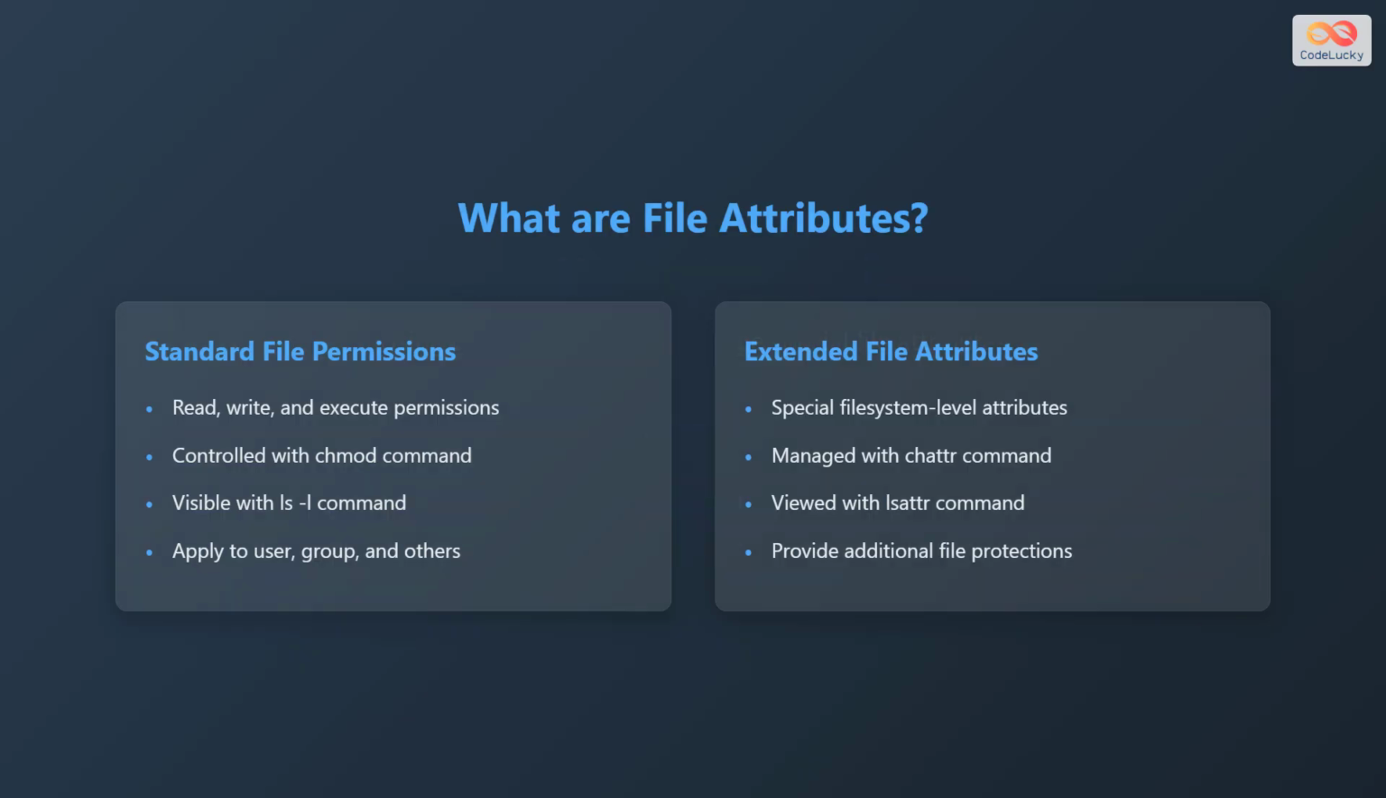Let's first understand what file attributes are. On one hand, we have standard file permissions, which include read, write, and execute permissions. These are controlled using the chmod command and can be viewed with the ls -l command. These permissions apply to the user, group, and others. On the other hand, we have extended file attributes. These are special file system level attributes, and they are managed with the chattr command and can be viewed with the lsattr command. Extended file attributes provide additional file protections.